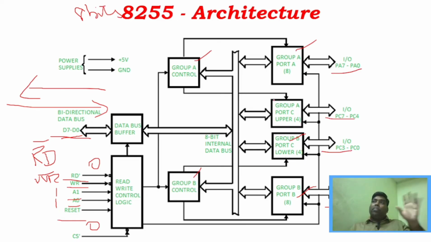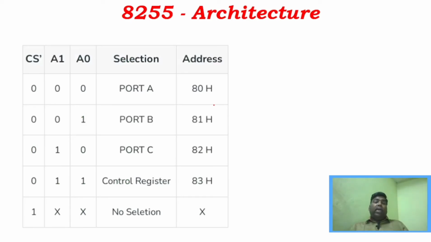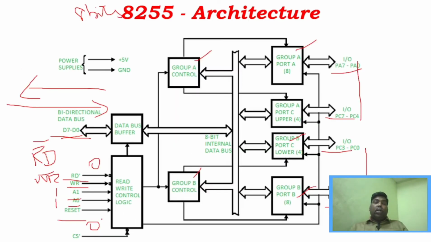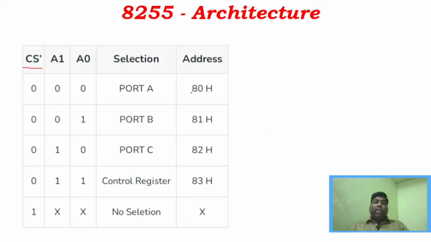Only one thing you have to remember, that port C is divided into two parts, the upper nibble and the lower nibble. The upper nibble is connected with port A so that it forms group A, and similarly the lower nibble is connected with port B so that it forms group B. So this is the architecture of 8255, and you can see how the port is selected based upon A0 and A1. Chip select is the one which selects this particular chip, 8255, and this chip will be selected only if it has an active low signal. If it is 1, then it is not selected. So this 8255 works only if CS is 0.